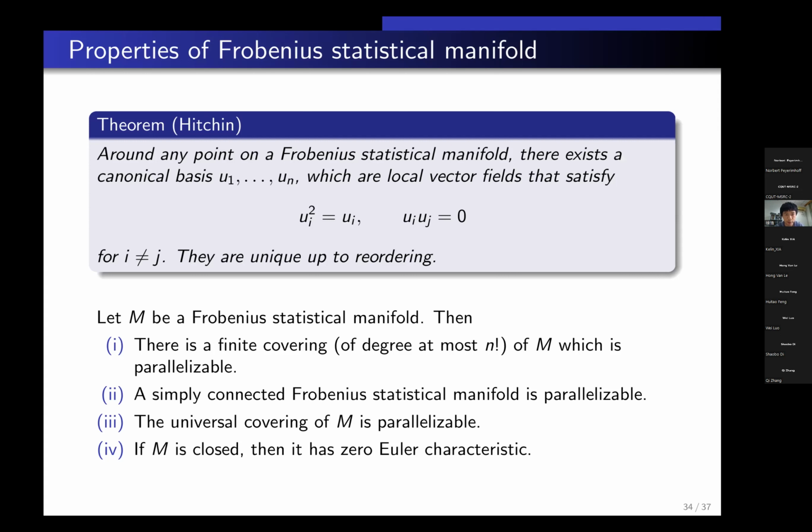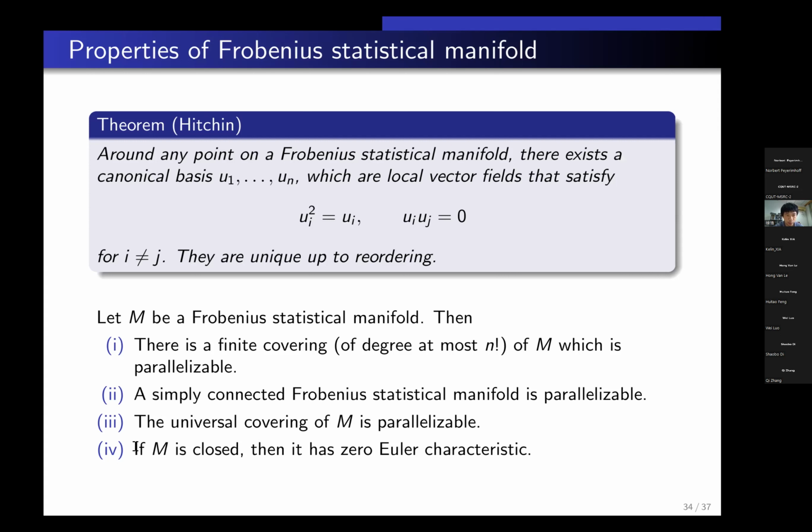Yeah, you can always find a finite covering of the Frobenius statistical manifold which is parallelizable. And a simply connected one is also parallelizable, right? Because for a simply connected one, we can always extend these canonical bases to the whole manifold. These canonical bases give pointwise linearly independent sections of the tangent bundle, so the tangent bundle should be trivial. So any universal cover of the statistical manifold is parallelizable.